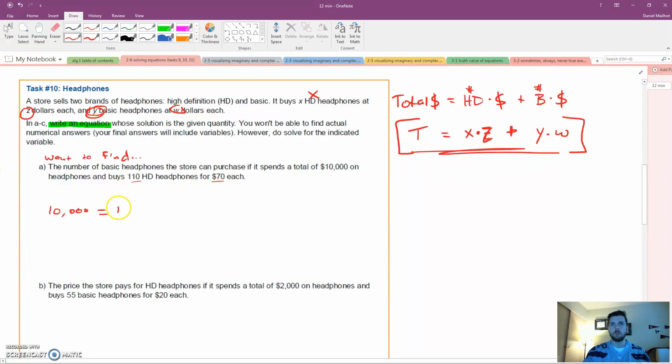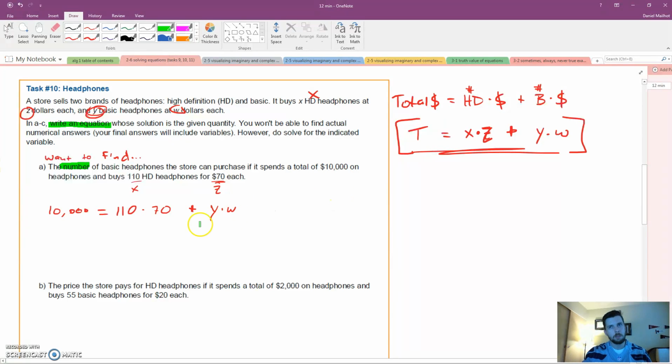So instead of X, we'll write 110 times the cost, Z. They gave us a value for Z, times 70. Plus, do we know what Y and W are? No. We don't know how many they bought, and we don't know how much they cost. But that's what we're being asked to find. We want to find the number of basic headphones.